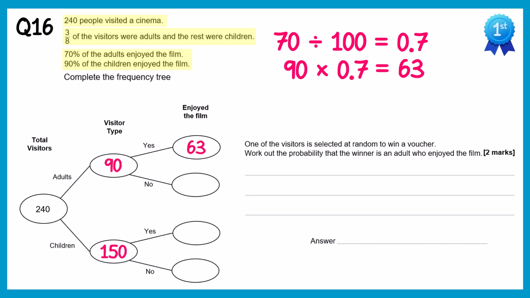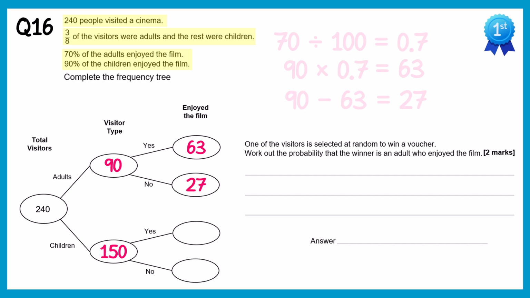And if there were 90 adults in total and 63 enjoyed the film, the rest didn't. So we can do 90 take away 63, which is 27. So 27 of them did not enjoy the film.